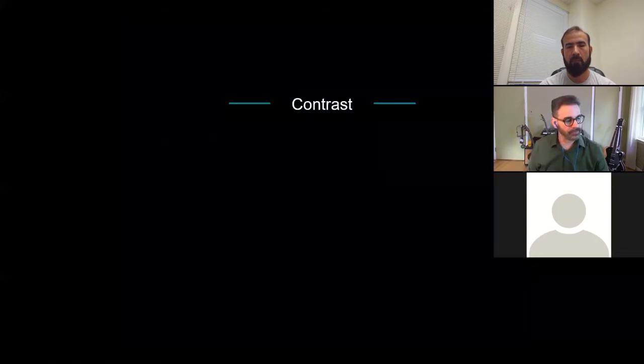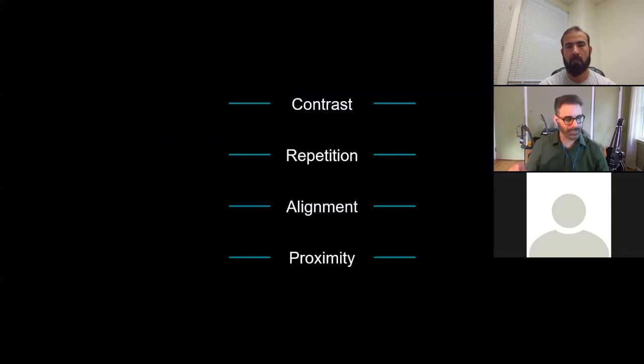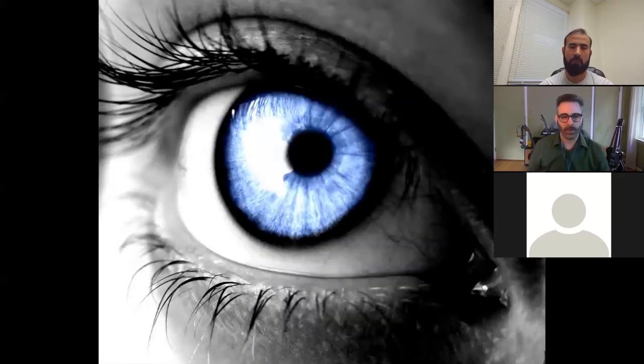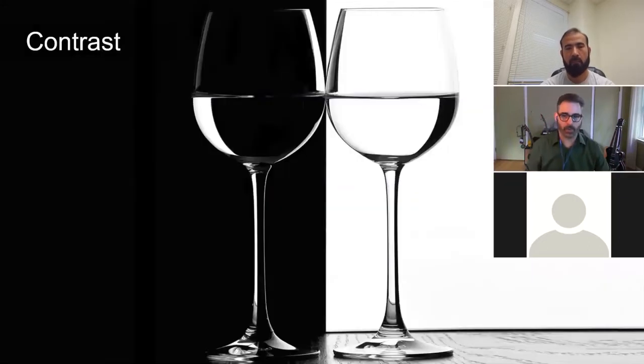Again, this is sometimes known by an acronym. If this helps you remember contrast, repetition, alignment, and proximity, then good. That's how I learned it. So let's go back to the eye and remember that the things that we're looking for are, again, contrast, repetition, alignment, and proximity to make order, to identify key points. So let's just go through each one.